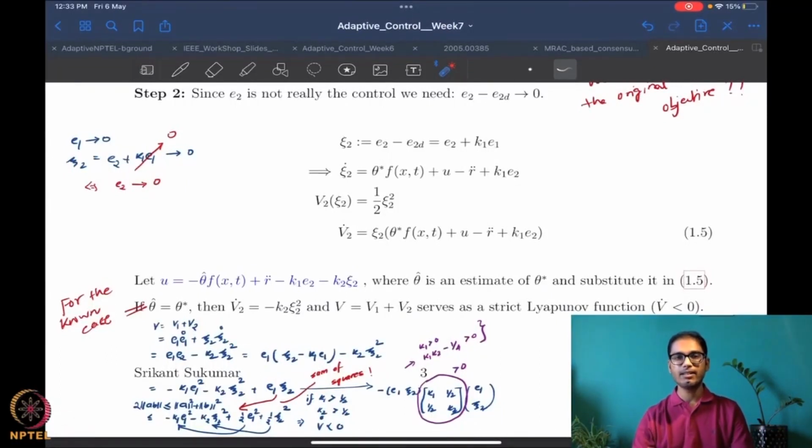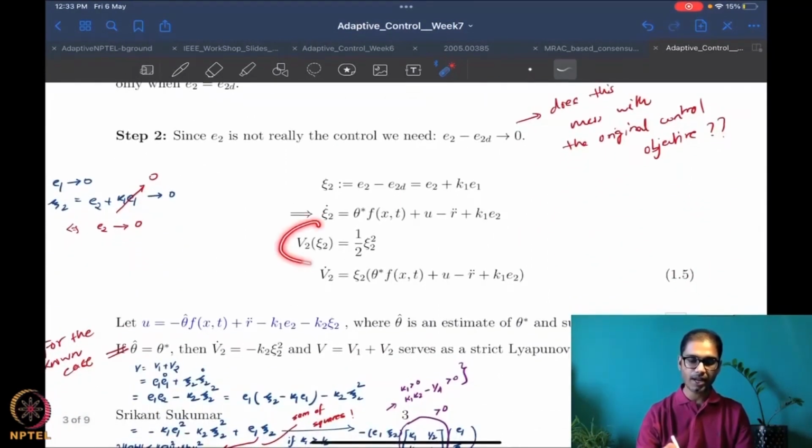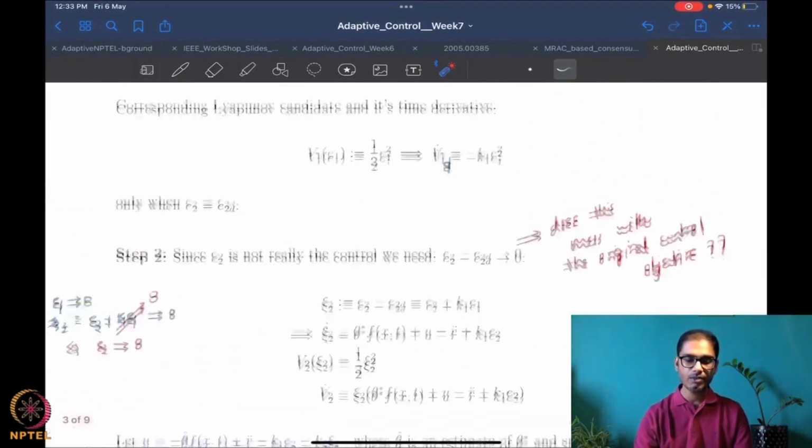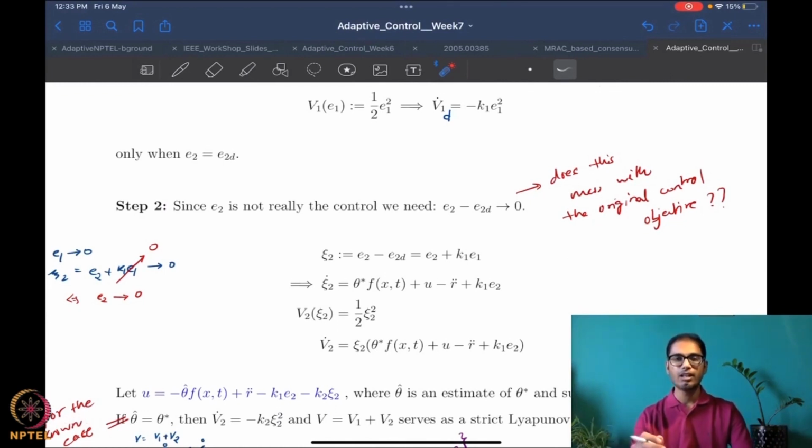I keep emphasizing this regularly, and I will do so again, that this backstepping design is in fact a way of constructing augmented Lyapunov functions. You start with a Lyapunov candidate for the first subsystem, then you construct a Lyapunov candidate for the second error subsystem, and then you sum the two and you get a Lyapunov candidate for the entire system.